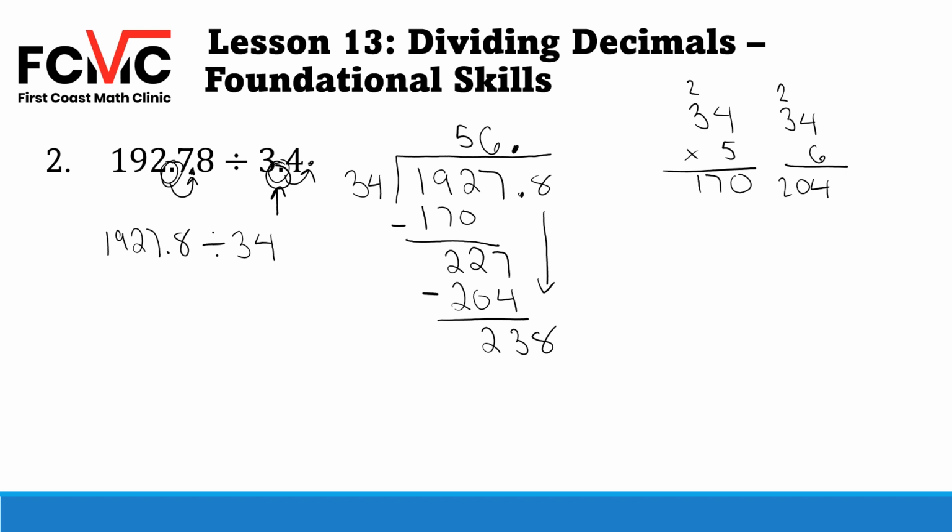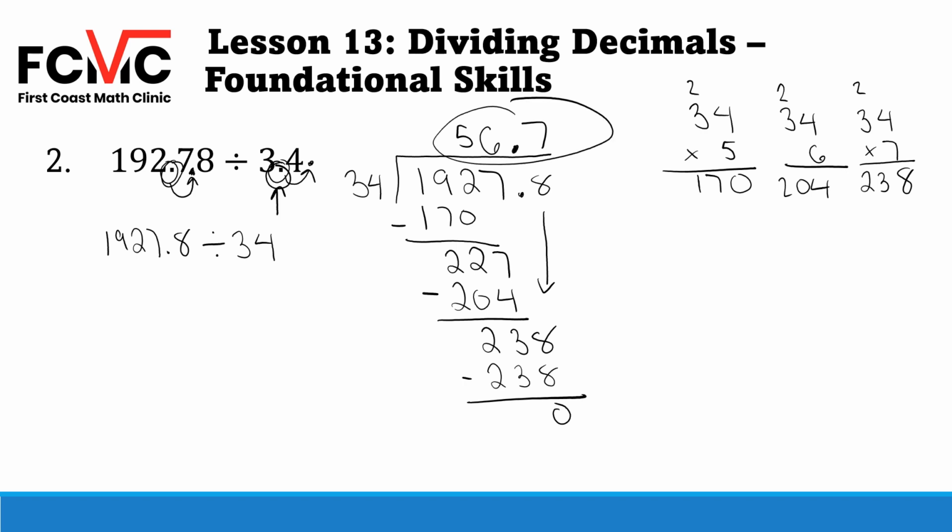And well, 34 times what gets us close to 238? Well, let's, off to the side, try 34 times 7. What do we get there? 4 times 7 is 28. Put down the 8, carry the 2. 3 times 7 is 21, plus 2 gives me 23. So that gives me what we need. So we get 238. Subtract, and we get 0. So our answer here should be 56.7, or 56 7/10. Let's do one more example of dividing decimals.